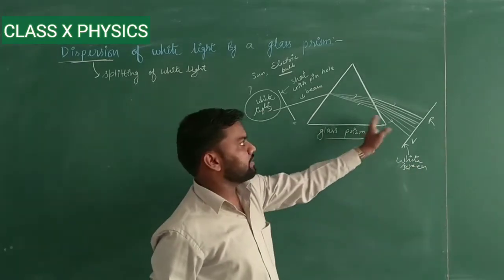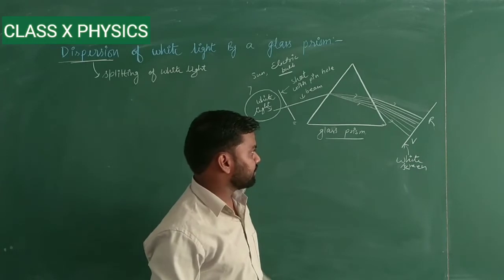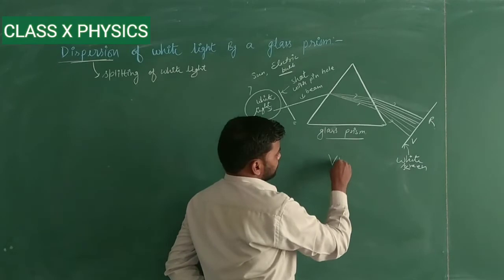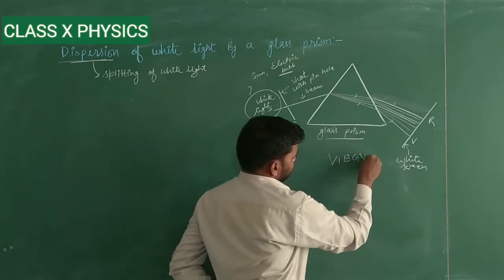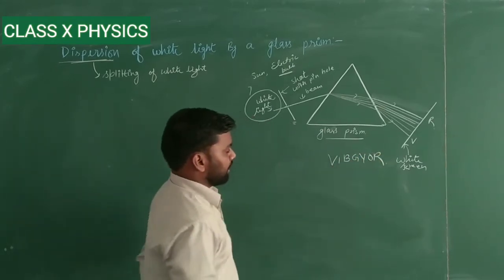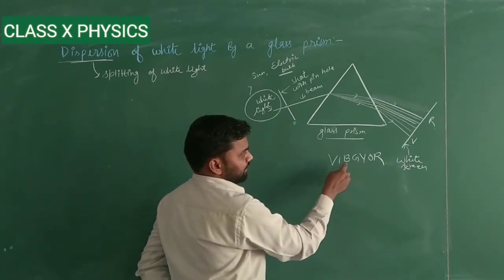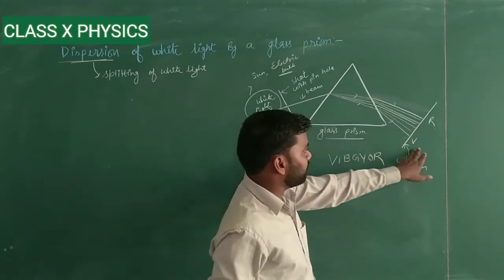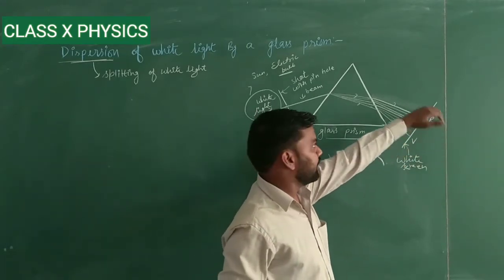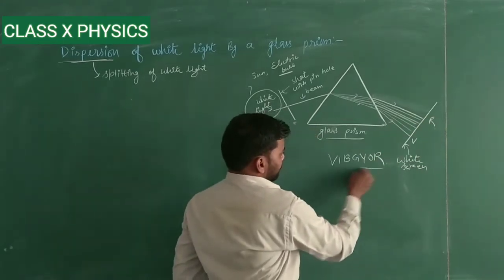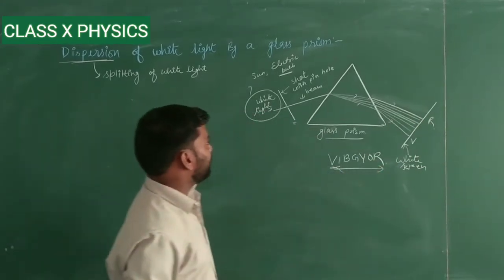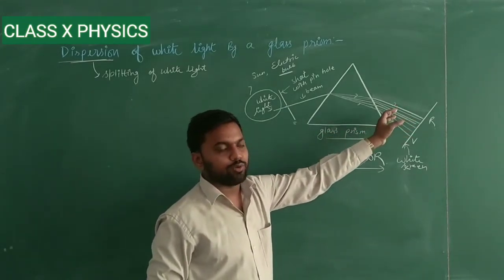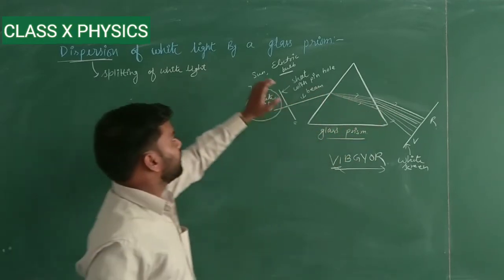Okay students, seven colors can be obtained on the white screen, and the famous acronym we know is VIBGYOR. We know the names of all the colors: violet, indigo, blue, green, yellow, orange and red. On the lower side will be the violet color, and on the upper side will be the red color. So whenever white light falls on a prism, it splits up into seven colors. It is known as the dispersion of white light through a glass prism.